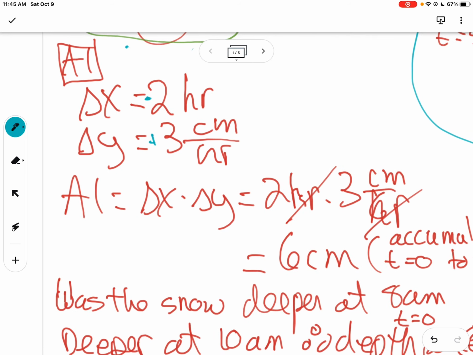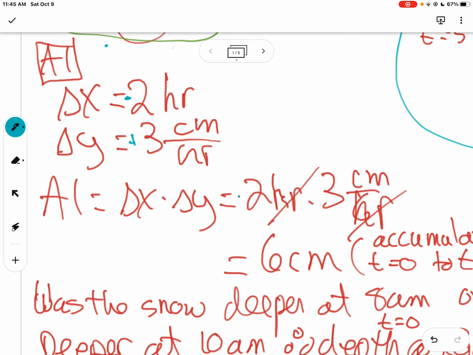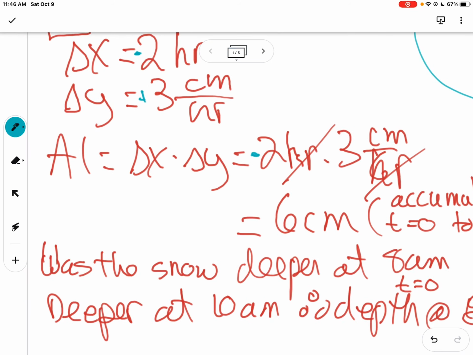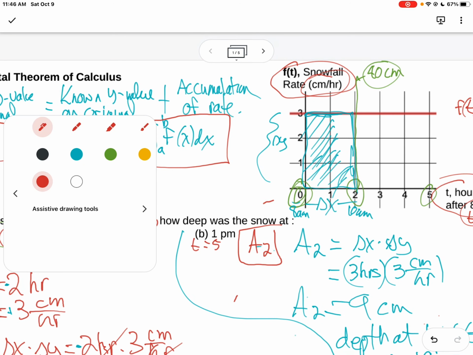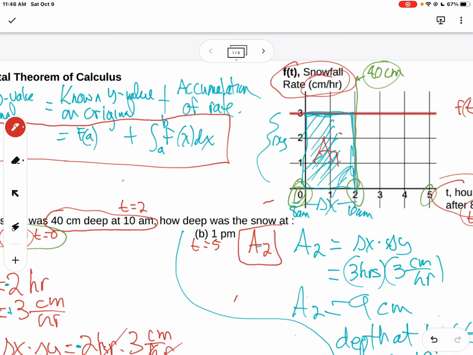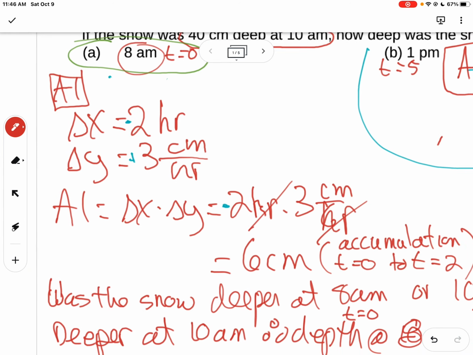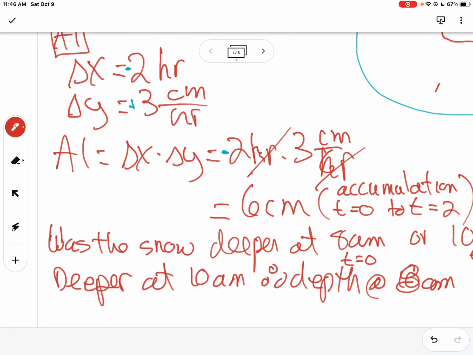So 3 centimeters an hour. And then to get that, we just get area. And I should actually put my negative here as well. So I have A1, which I'll call this area here. Oops, that's A1. Okay, that's A1. And A1 is going to be delta x multiplied by delta y, because it's a simple rectangle.